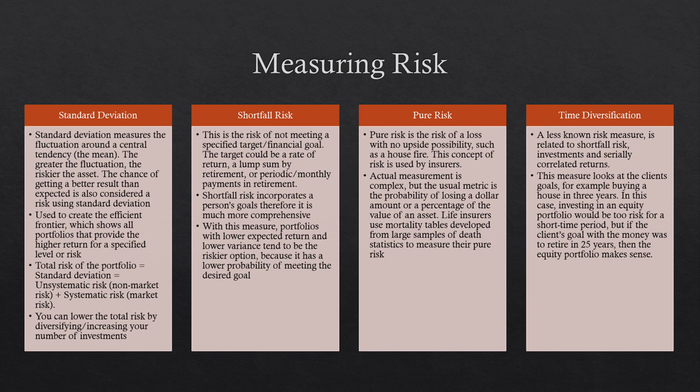You also have time diversification. So this is a less known risk measurement. It is related to shortfall risk, investments and serially correlated returns. So this measure looks at the client's goals. For example, buying a house in 3 years. In this case, investing in an equity portfolio would be too risky for a short time period. But if the client's goal with the money was to retire in 25 years, then the equity portfolio makes sense. So again, time diversification takes into account the client's goals.